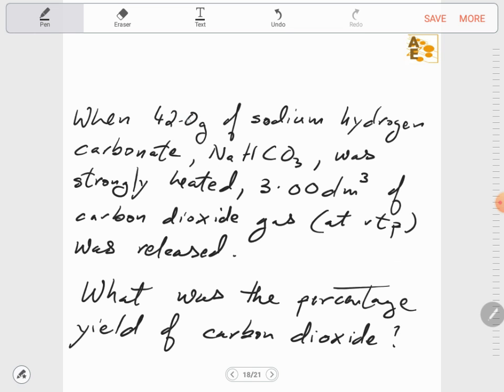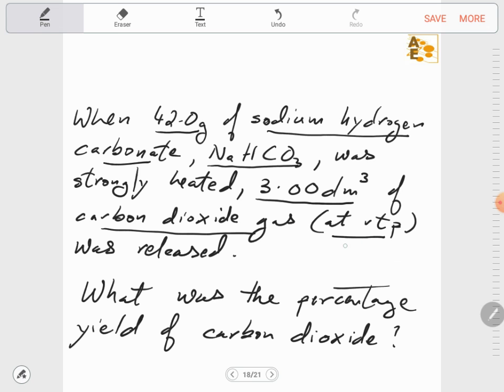When 42.0 gram of sodium hydrogen carbonate, formula NaHCO3, was strongly heated, 3.00 cubic decimeter of carbon dioxide gas measured at RTP, room temperature and pressure, was released. We are required to find the percentage yield of carbon dioxide. Looks interesting, isn't it? Okay, let's get going.